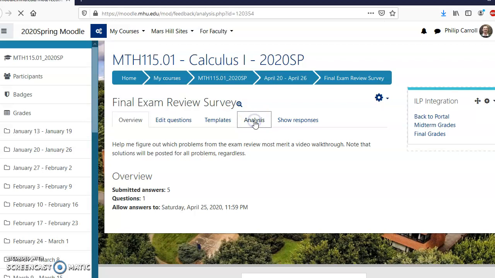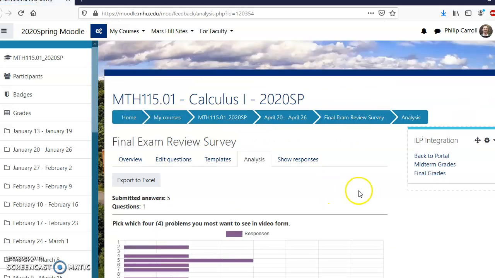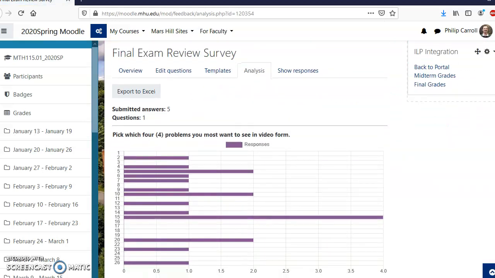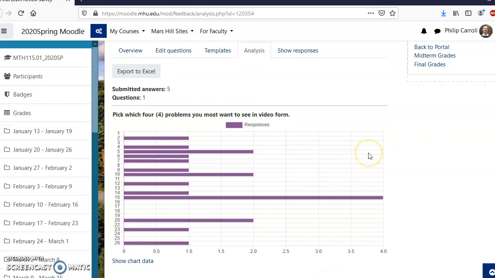So, taking a look at the analysis here, we'll scroll my way down. All right, so it looks like the four most popular answers are the only four that got requested more than once. So it looks like problem 5 got asked for by two people, same for problem 10, same for problem 20, and then problem 15 is kind of the runaway winner. All but one of the responses requested a look at this particular problem.